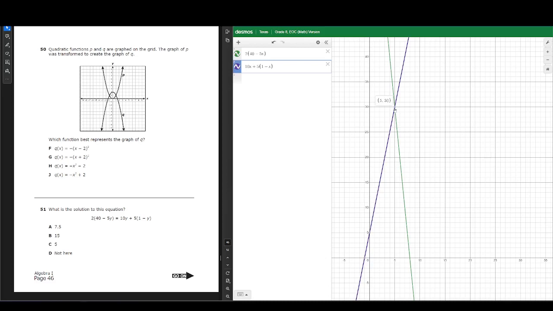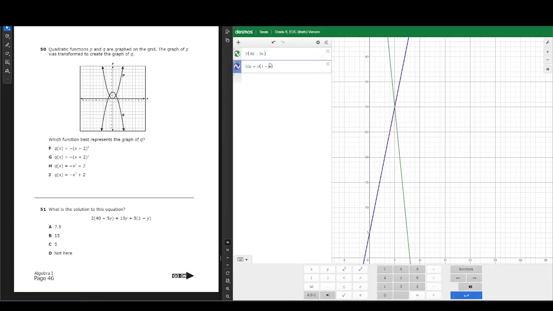Okay, so our intersection is at (5, 30). Remember, x is the part we care about. Luckily, they don't give us 30 as an option, but the 5 is the x value that they share. It's where they meet, and since x is the variable we're using in the equations, x is what's important. So 5 would be the answer. It would be C.